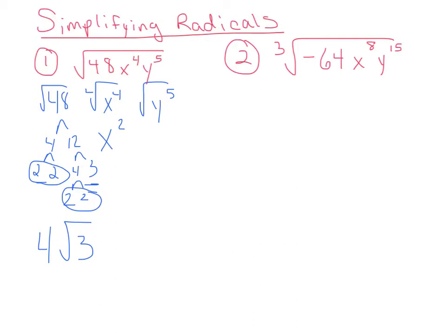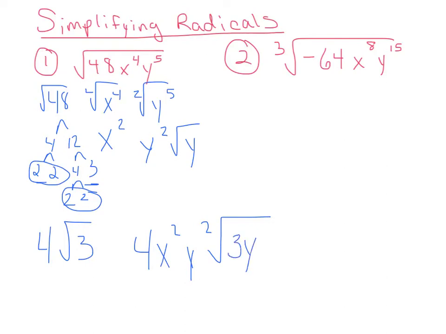Square root of y to the 5th. You ask yourself, how many times can 2 go into 5? It can go in there twice, so you get y squared. And then there is a leftover, so you put it back in the radical. And then at the end, you have to put everything back together. So you had a 4, an x to the 2nd, a y to the 2nd, all on the outside of the radical. And then inside the radical, you had 3y.